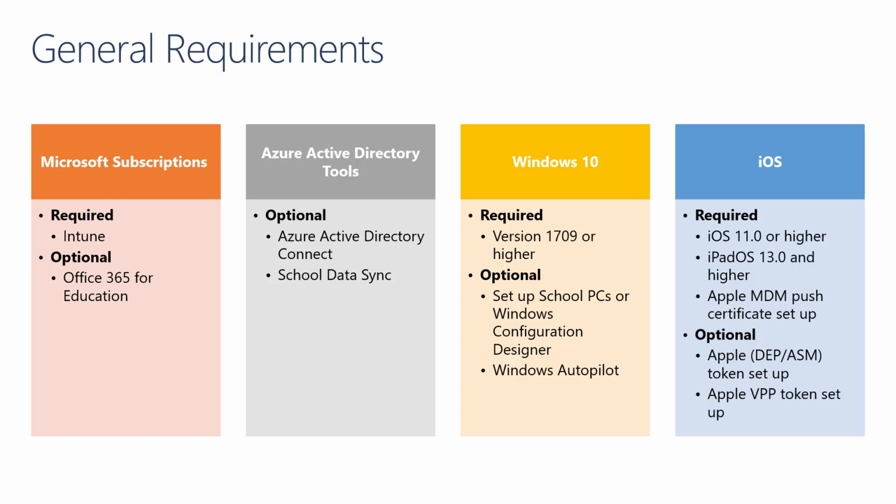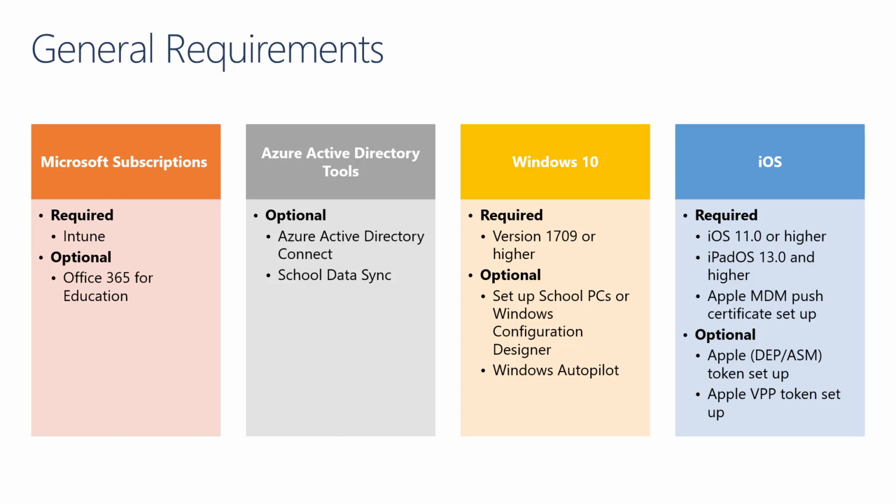If you want to connect and synchronize your on-prem Active Directory to Azure Active Directory, you will need a tool called Azure Active Directory Connect. If you are already using Office 365, it is very likely that you already have this installed and configured. As discussed last module, you can use School Data Sync to sync information from your school information system to Azure Active Directory.